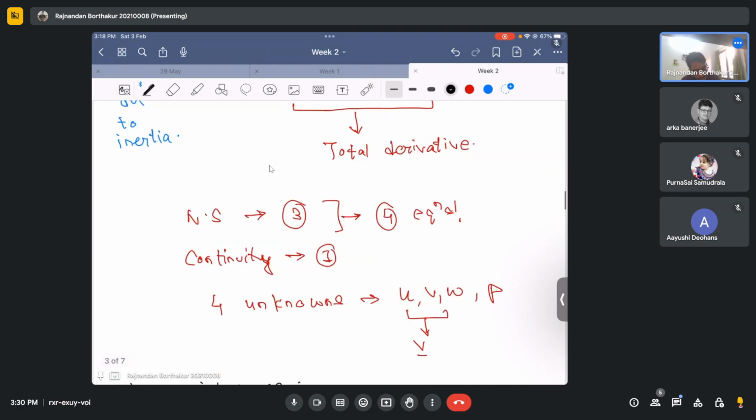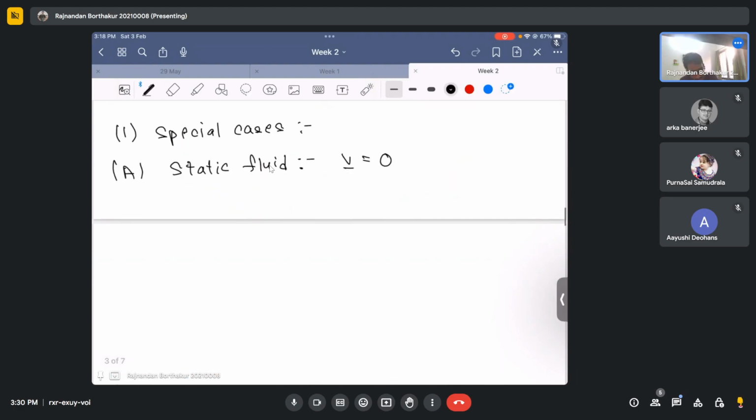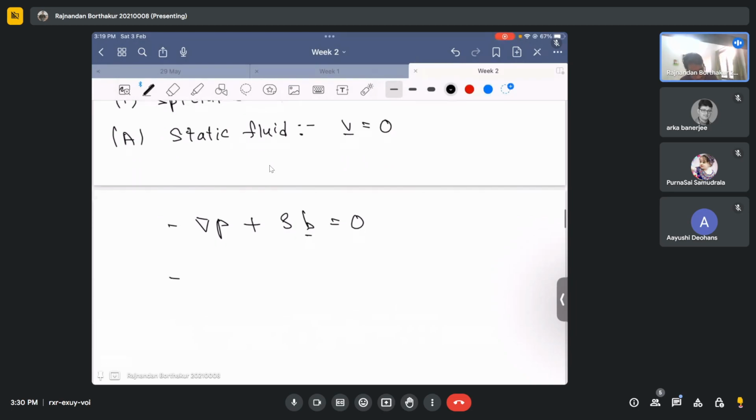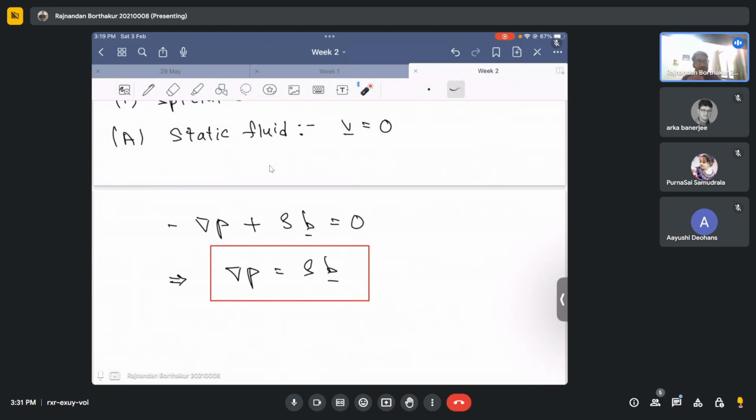So in the special case when the velocity field is 0, my Navier-Stokes equation simplifies to minus grad P, remember, this P is the pressure field, plus rho times B equals 0. If I simplify, this becomes gradient of pressure equals rho times B, which says that whenever there is a static fluid inside a container, the pressure gradient would always be balanced by the body force.